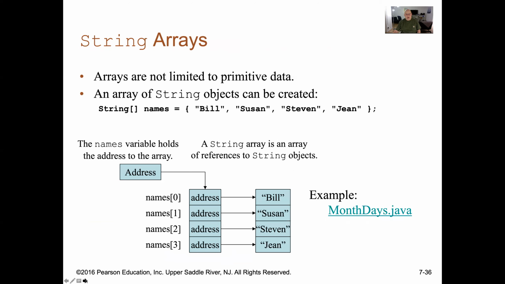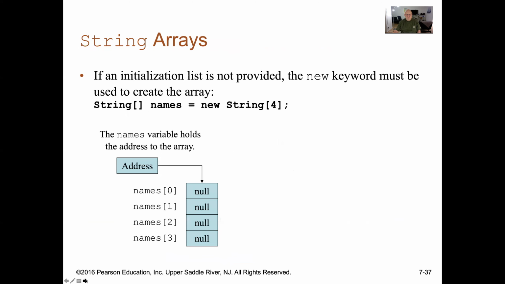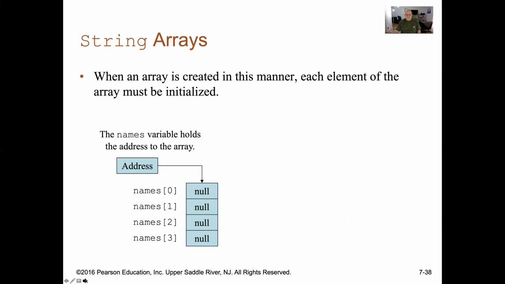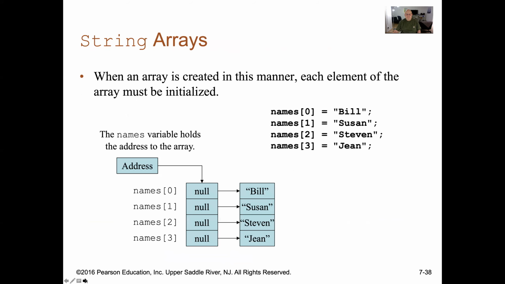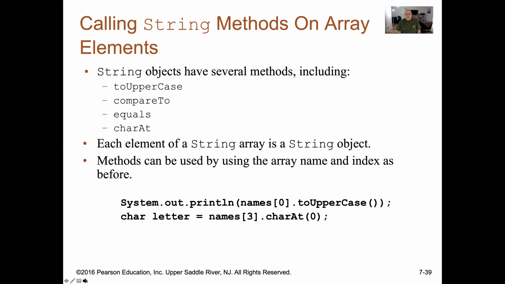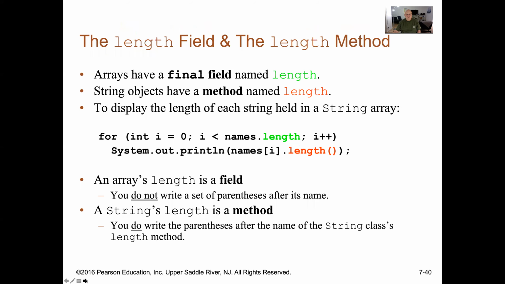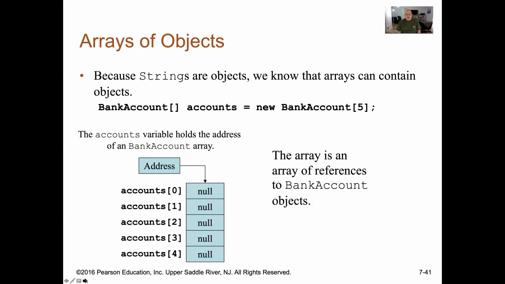These are string arrays. This is how you call string methods on array elements. They have several methods: toUpperCase, compareTo, equals, charAt. These are arrays of objects.